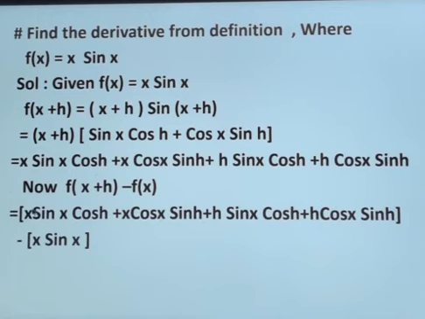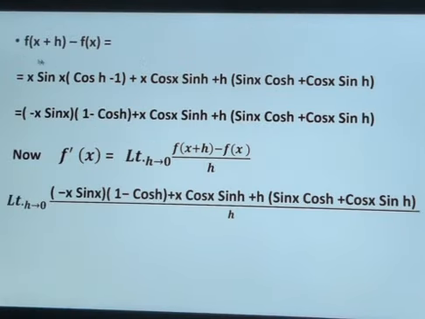Now collect the first and last term. So we get f(x + h) − f(x) is equal to x sin x (cos h − 1) + x cos x sin h + h (sin x cos h + cos x sin h). Now taking out minus 1 common, so we get −x sin x (1 − cos h) + x cos x sin h + h (sin x cos h + cos x sin h).